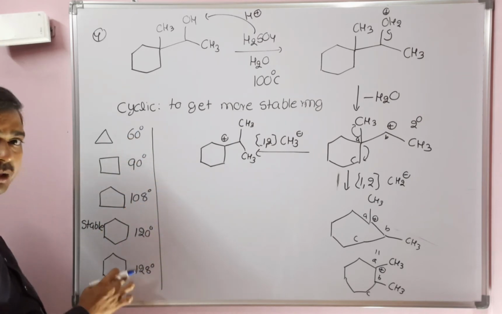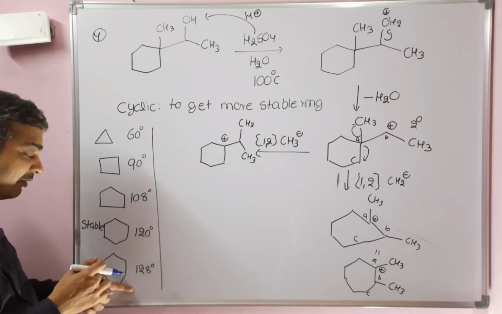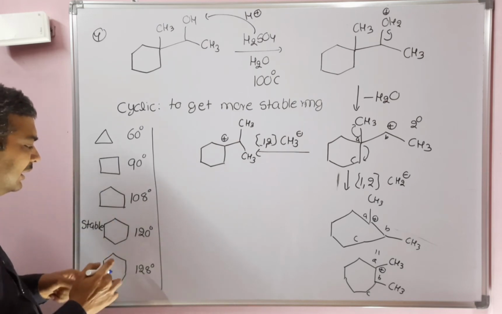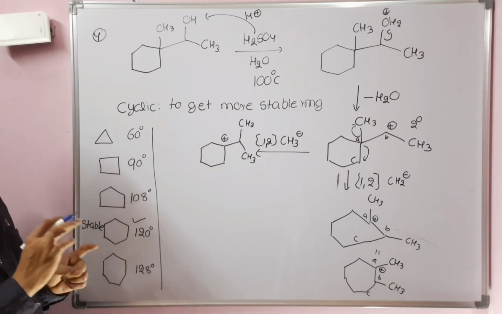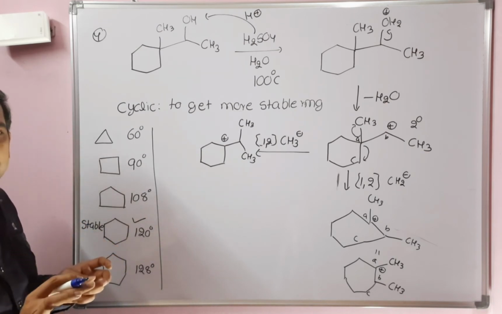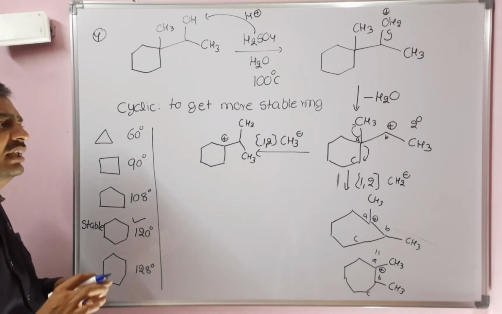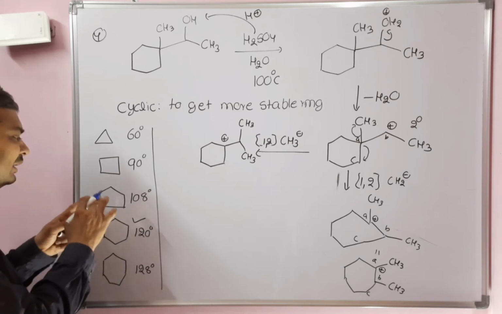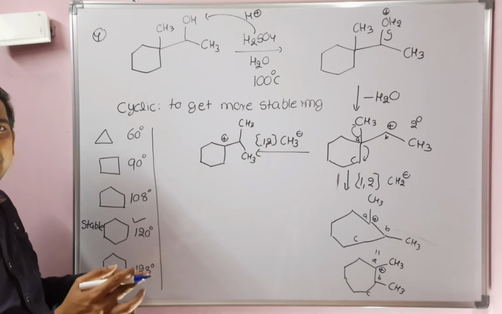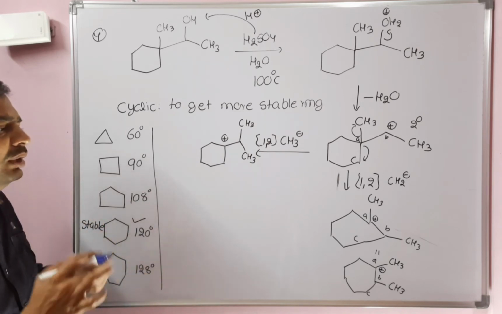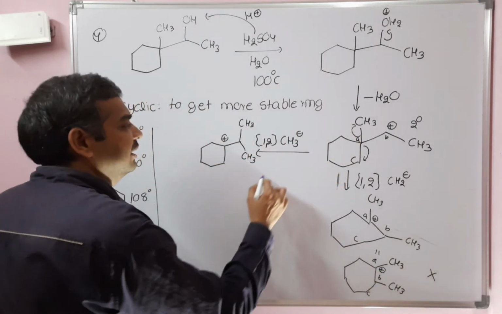Here it is more than 109 degrees, but it is still suffering from a lot of strain. Among all cycloalkanes, cyclohexane is the most stable one. It exists in chair and boat forms. There is no torsional strain and no angular strain. There is no strain at all in cyclohexane. That's why cyclopentane gets converted to cyclohexane. But if it is cyclohexane, even if there is a possibility of ring expansion, it will not prefer to undergo expansion. Generally this type of ring is not preferred, this is preferred.